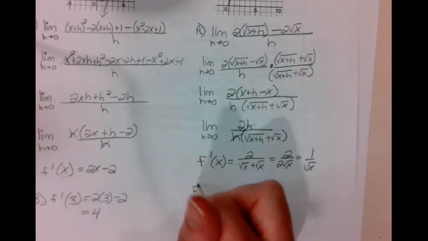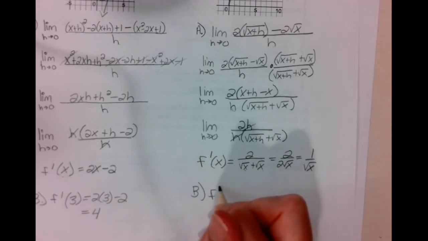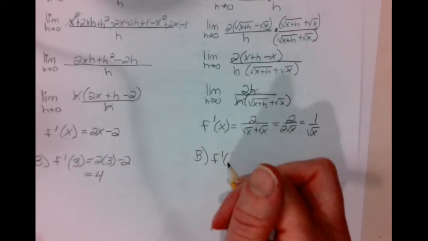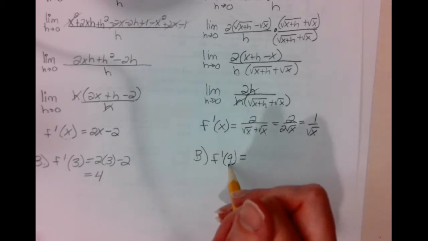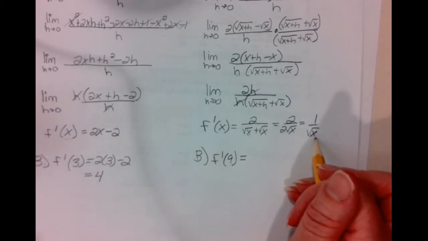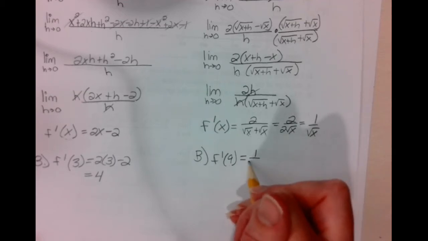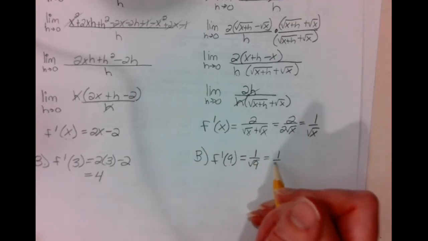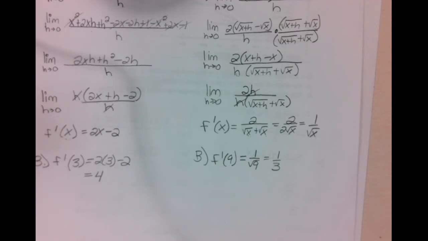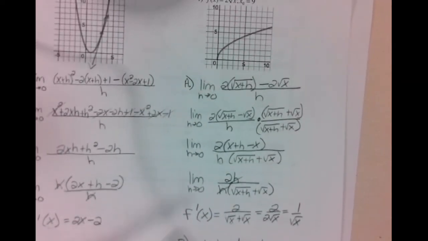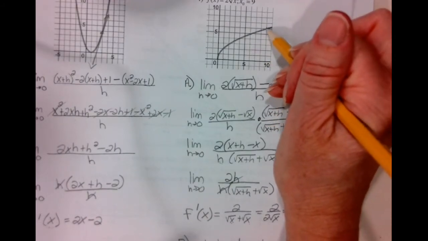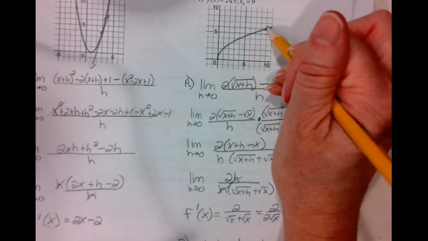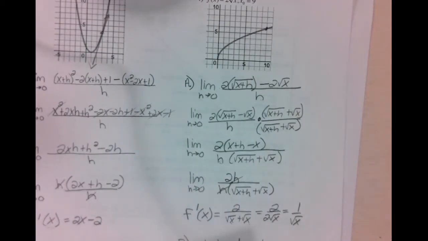For part B, we're finding the slope specifically at the x naught value, which in our case is 9. So I'm going to plug 9 into my slope formula, and I get 1 over the square root of 9, which is 1/3. So as I go up to the graph, when I go to 9, 5, 6, 7, 8, 9, I put my point, and then that's the slope I want to model, the slope right at 9.